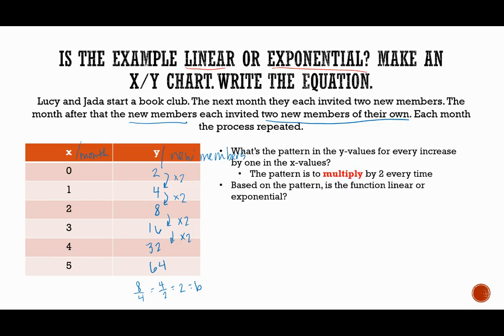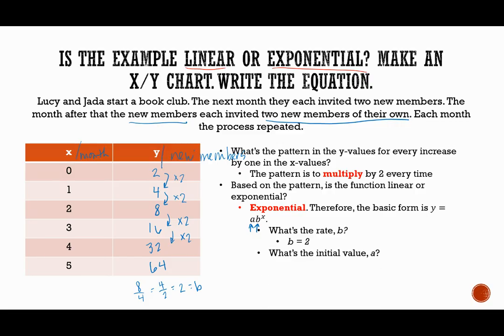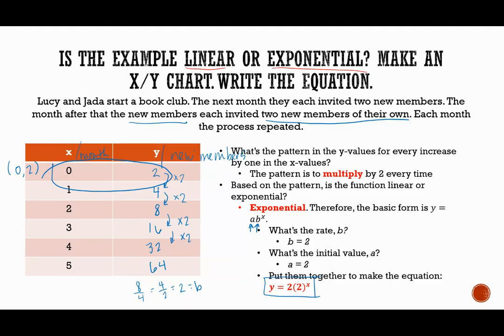Okay, so if the pattern's to multiply by 2 every time, is the function linear or exponential? Exponential. So I need to know A, B. B we already determined to be 2. So what is my initial value? Remember, your initial value is the first ordered pair. So (0, 2) is where the exponential function crosses the y-axis. So when I substitute those values into my formula, this is my final equation. Y equals 2 times 2 to the power of x.